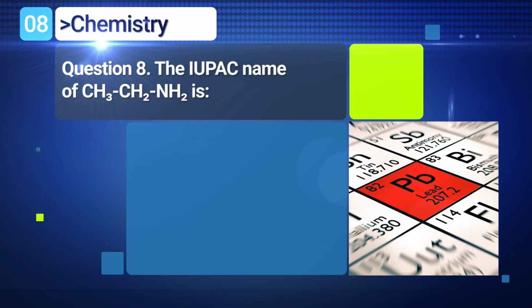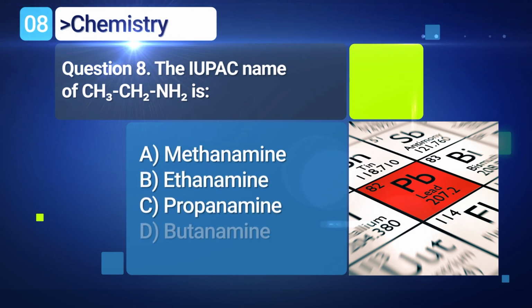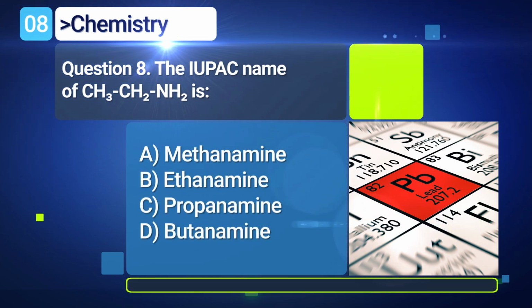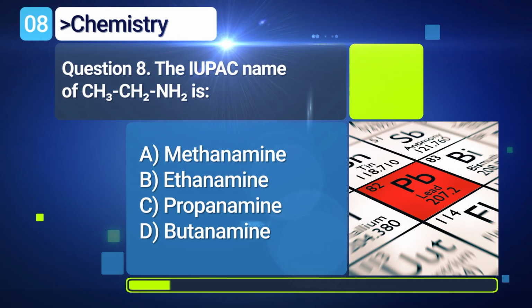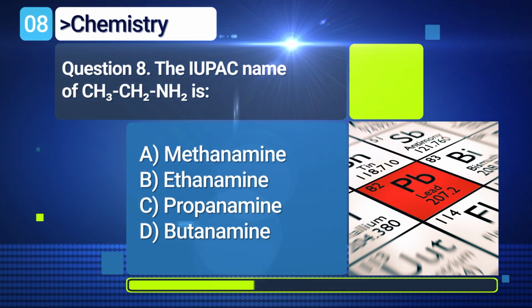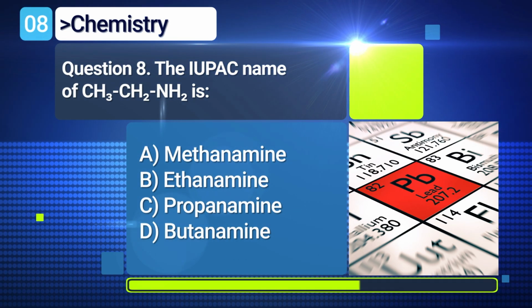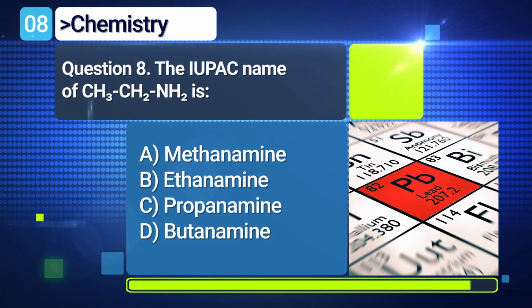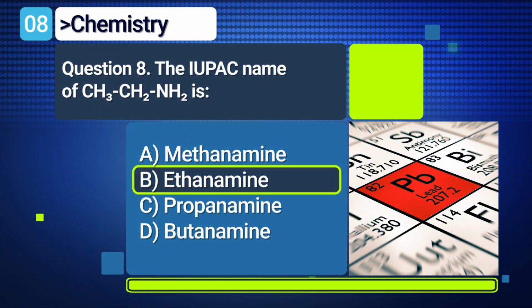AgBr. Question 8. The IUPAC name of CH3CH2NH2 is A. Methanamine. B. Ethanamine. C. Propanamine. D. Butanamine. Answer: B. Ethanamine. Question 9.